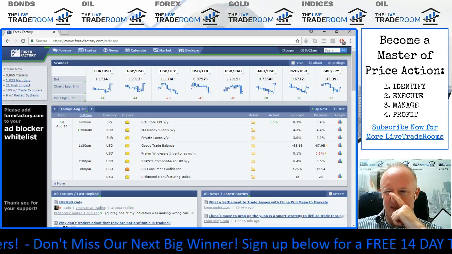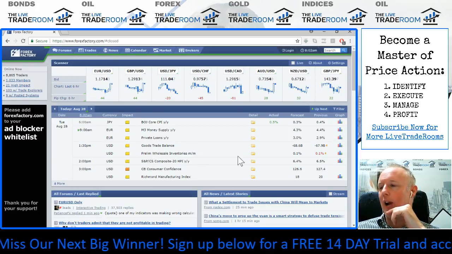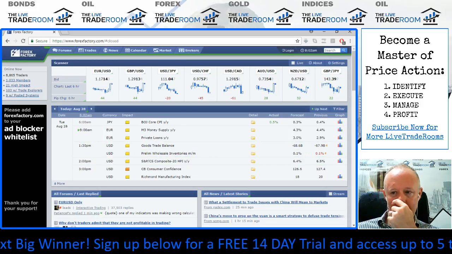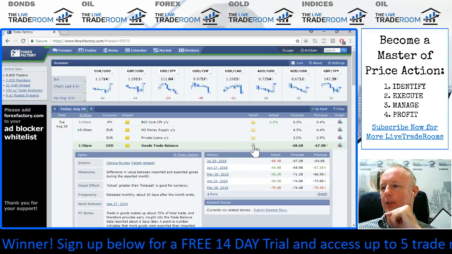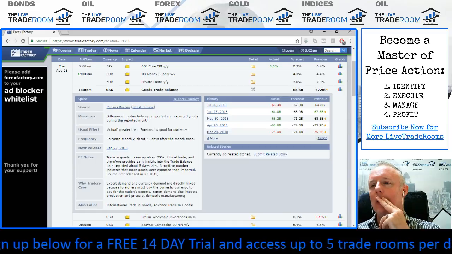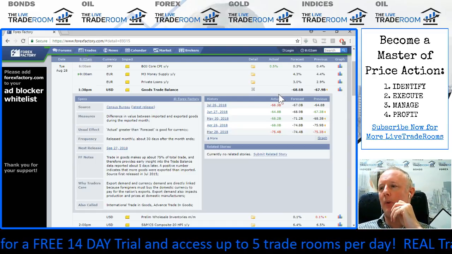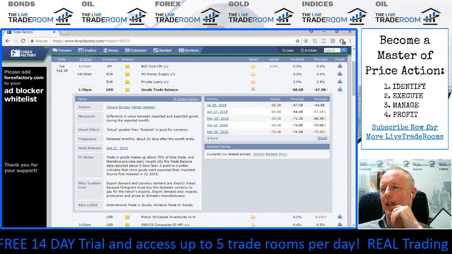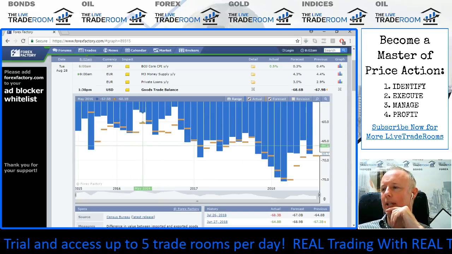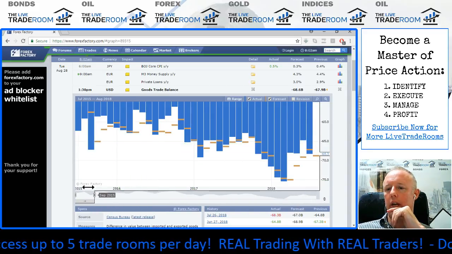Very low impact news. So yes, we've got goods trade balance. That's an interesting figure to look at based on recent trade balance discussions. This is the difference in value between imported and exported goods during the reported month. It's a monthly figure, and as you can see, it's nearly always negative. That seems to be the nature of the US economy.